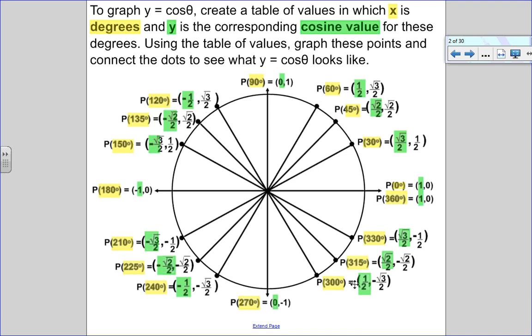So I'm going to create a table of values where in yellow here I'm going to use all of the degrees. That's going to be my x-coordinate. And then the y-coordinate that goes with it is going to be my cosine value. So for example, I'm going to graph the point 0 and 1, 30 and √3/2, 45 and √2/2. And then by connecting those dots, I can see what the cosine graph is going to look like. So again, x will be degrees, y will be the cosine of that degree.